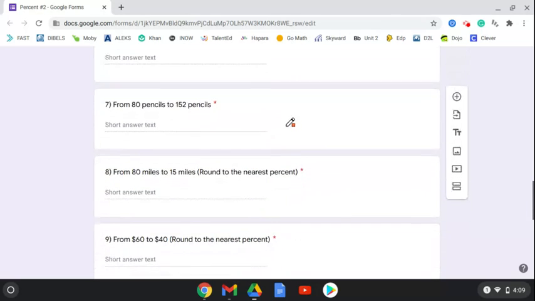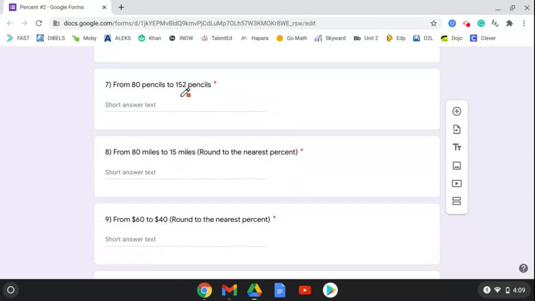Okay, number 7 says from 80 pencils to 152 pencils. So first find your amount of change, right? You've gone from 80 to 152. So take your larger number, 152, minus your smaller number of 80. And 152 minus 80 will give you 72. Okay, so that is your amount of change.